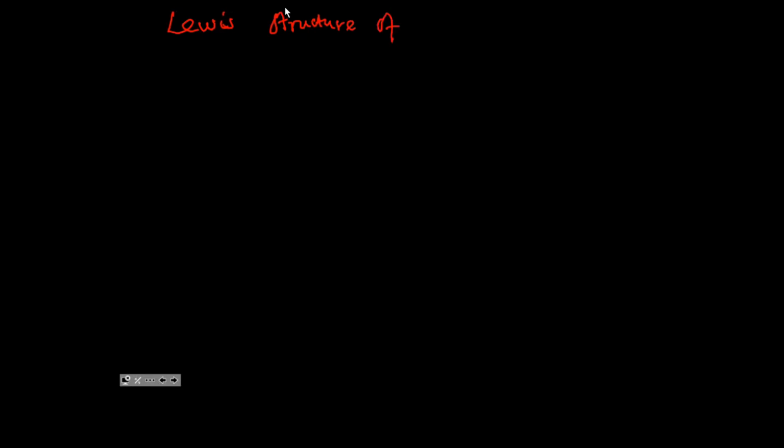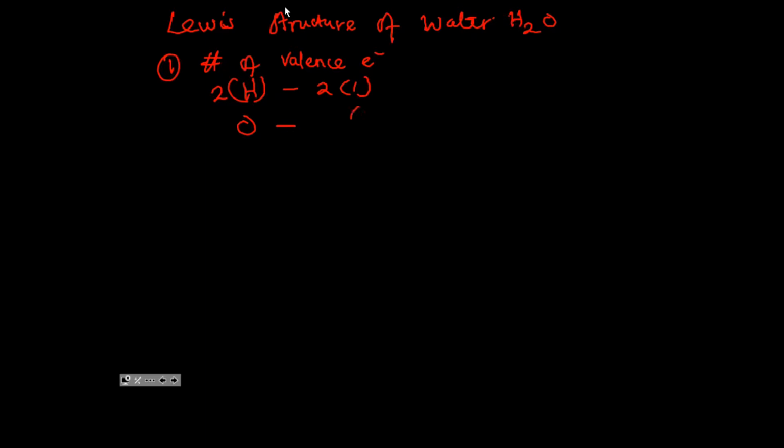The structure of a molecule like water, H2O. So the first step again, number of valence electrons. You have 2 hydrogens and 1 oxygen. The valency of each hydrogen is 1. The valency of oxygen is 6. It's in group 6. Total electrons to spread around the structure is 8 electrons.